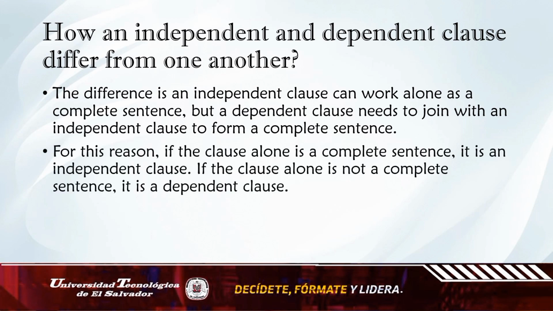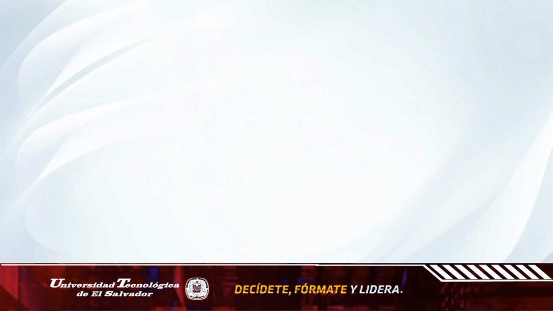For this reason, if the clause alone is a complete sentence, it is an independent clause. If the clause alone is not a complete sentence, it is a dependent clause. But let's look deeper at each one.